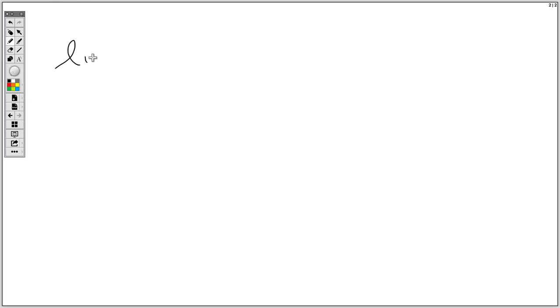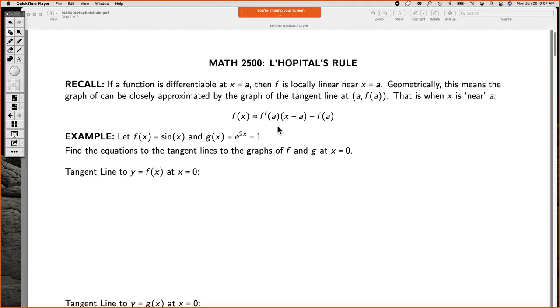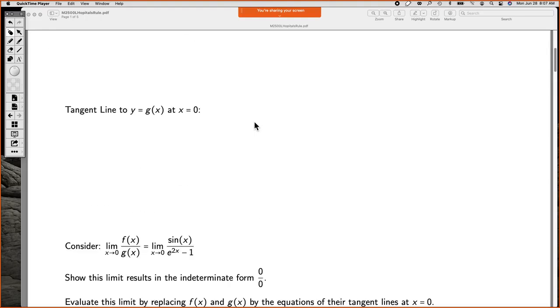Suppose we wanted to figure out the limit as x goes to 0 of the sine of x over e to the 2x minus 1.